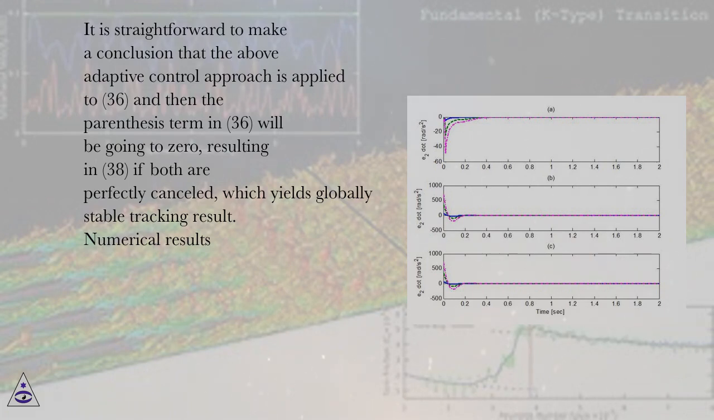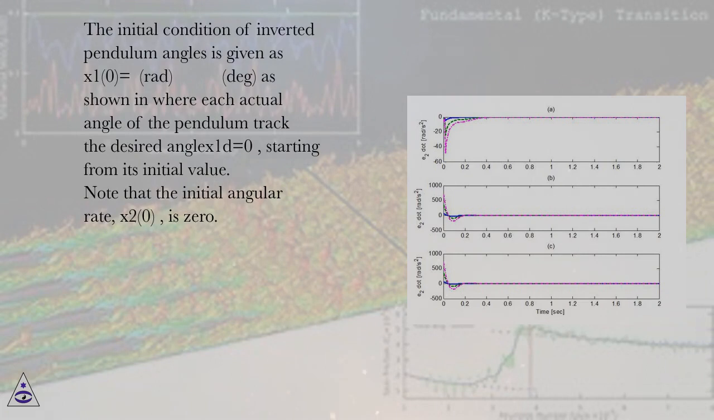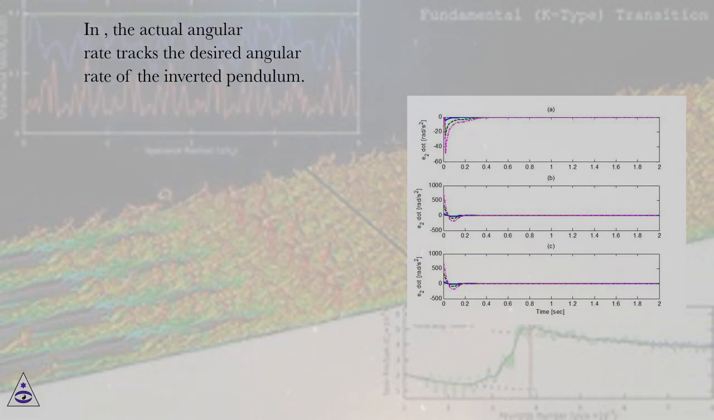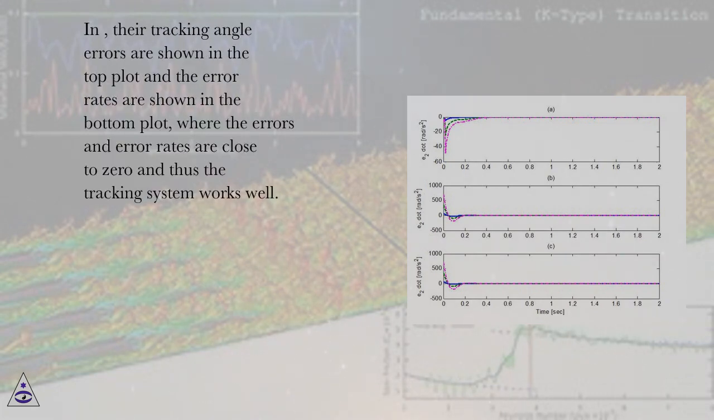Numerical results. The initial condition of the inverted pendulum angle is given as x10 equals, in rad and deg, as shown in the figure, where each actual angle of the pendulum tracks the desired angle x1d equals 0, starting from its initial value. Note that the initial angular rate, x20, is 0. Next, the actual angular rate tracks the desired angular rate of the inverted pendulum. Next, their tracking angle errors are shown in the top plot and the error rates are shown in the bottom plot, where the errors and error rates are close to 0 and thus the tracking system works well.